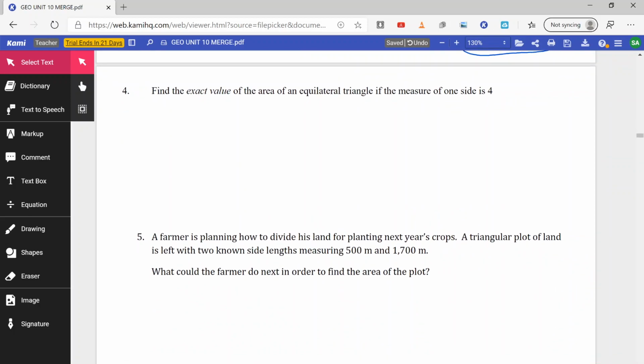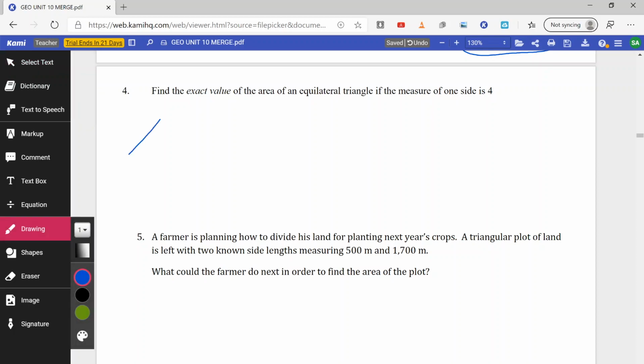Now we need to find the exact value of the area of an equilateral triangle if the measure of one side is 4. So equilateral triangle means all three sides are the same. So if one side is 4, that means all sides are 4. And the other thing about equilateral triangles is if all the sides are the same, all the angles are the same. And in a triangle, all angles add up to 180 degrees. So if I split that into 3, it means each angle is 60 degrees.